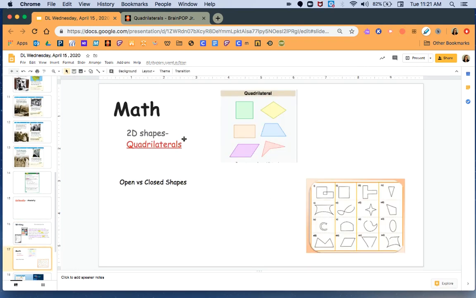So for math today, we're going to finish up 2D shapes because starting tomorrow, we're going to be comparing those 2D shapes, which are those flat shapes, with 3D shapes. But I want to talk to you guys about special shapes today. These are special shapes called quadrilaterals. Quadrilaterals are different kinds of shapes. Some of them are shapes like a square, a rectangle, a rhombus. And some of them are shapes that don't really have a name besides that they're a polygon. A polygon is any closed shape. But quadrilaterals have something really special with the number of sides. So we're going to watch a really quick BrainPOP, and then after that, we're going to go ahead and talk about open and closed shapes.